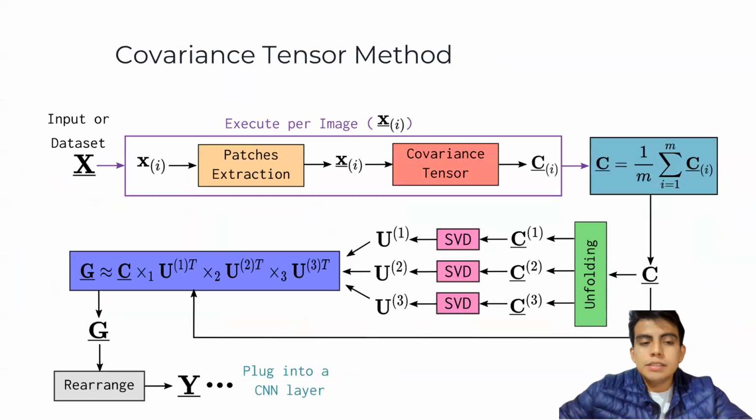In this context, this work introduces a new algorithm known as the covariance tensor method, based on tensor decomposition for feature extraction. Our method works directly from high-order tensor representations, capturing multiple interactions between the tensor modes.